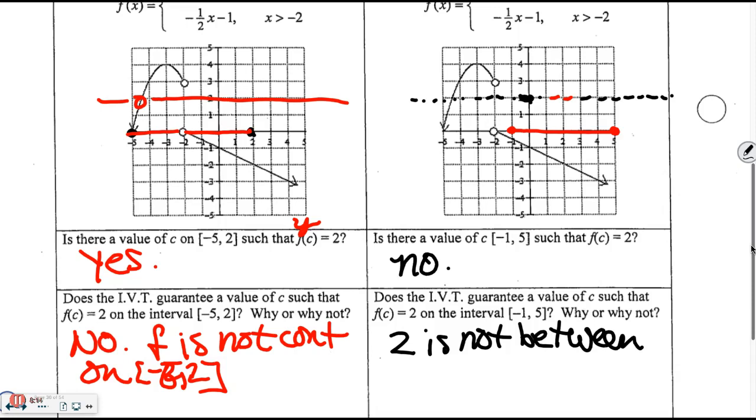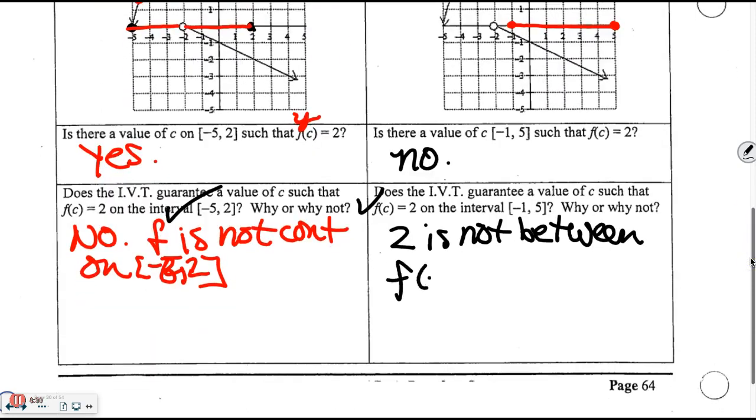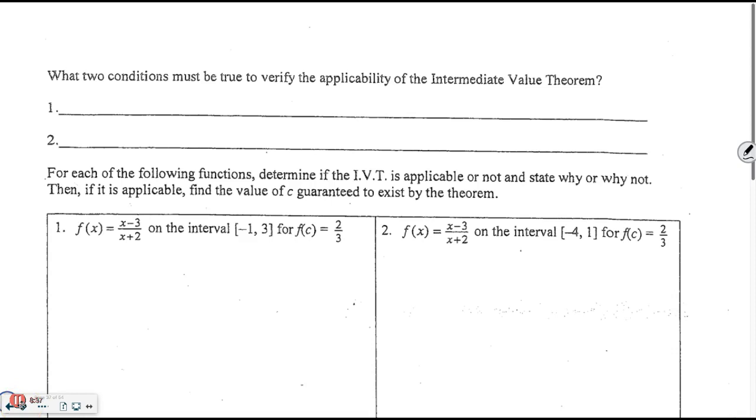So there's 2 things. What Jake said over here, that the function has to be continuous on the interval, okay? And the second thing is that the y value you're trying to guarantee falls between. The temperature falls between. So think temperature, all right? 2 is not between f of -1 and f of 5. So there's 2 situations where you can't apply it. We're more concerned about when you can. But I'm going to reiterate, what 2 conditions must be true?